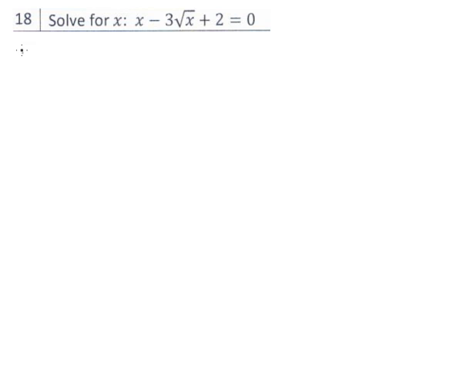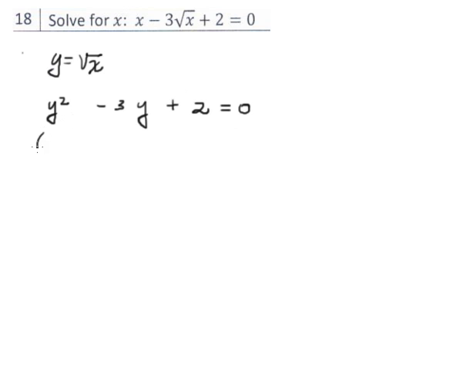Question 18 is a quadratic-like equation. Here we have the square root of x, and x itself is the square root of x squared. So we have an expression, and we have the expression squared, and we have a constant. So that's why it's quadratic-like. So we're going to put y equal to the square root of x, and x is y squared. So this is y squared minus 3y plus 2 equal to 0. So this substitution gives us a quadratic equation.